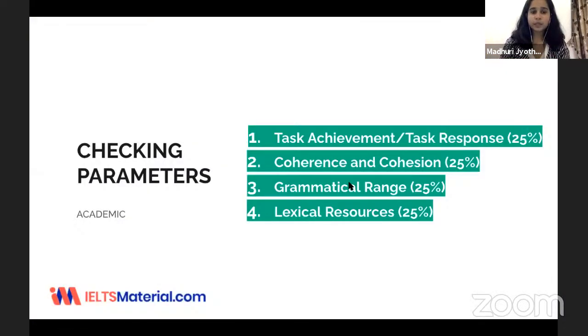As an examiner, in listening and reading, it is quite easy because every answer holds 1 mark, and you will be able to go back and correct it yourself as well.